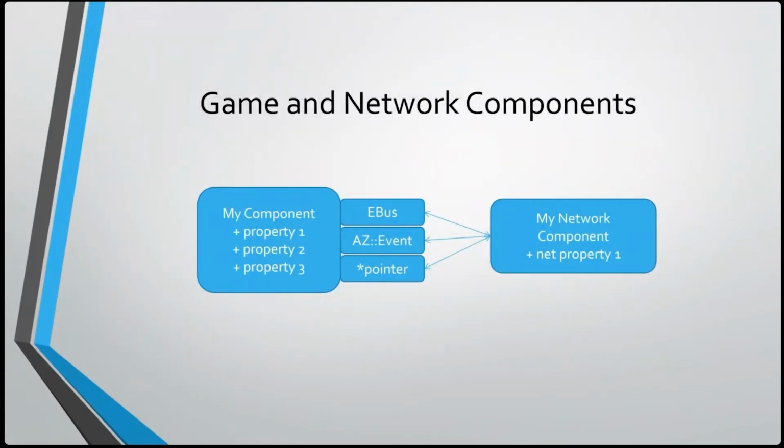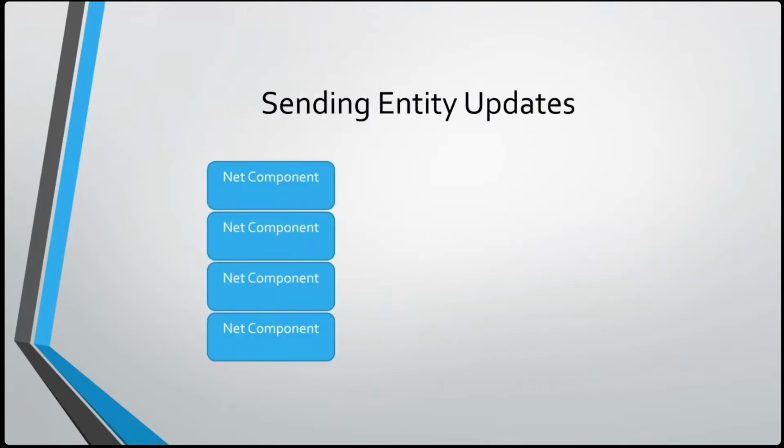So now that we have this structure laid out in general context, let's see what happens on the sending side. Let's say you have a whole bunch of network components. They have some kind of data in them. By default, if none of them change, nothing will be sent. But let's say at some point, one or two of them change. Behind the scenes, these components will get marked as dirty, and the entity will be marked that way as well.